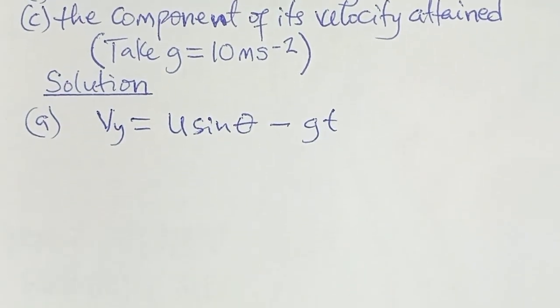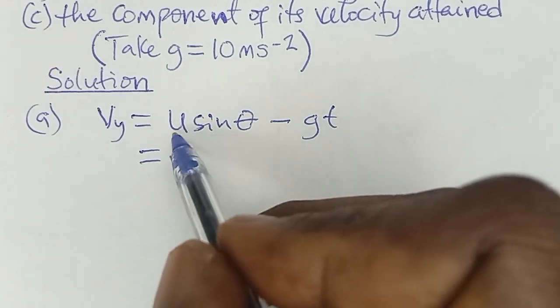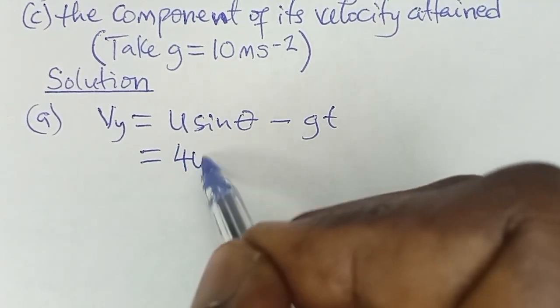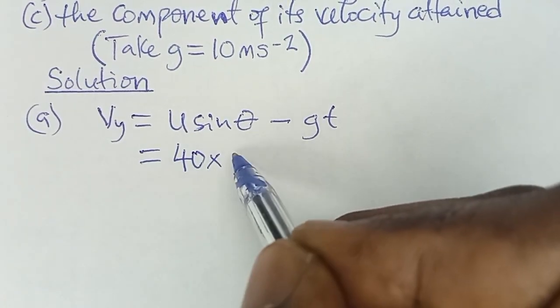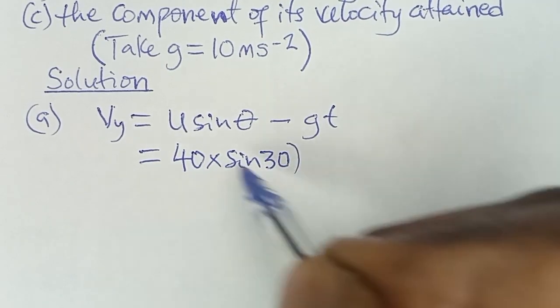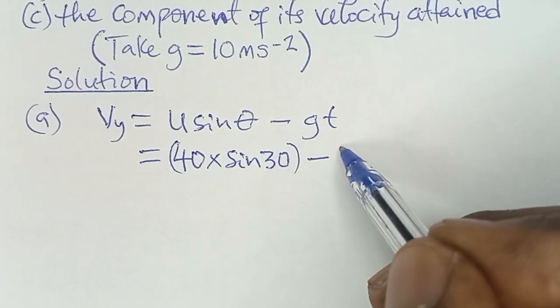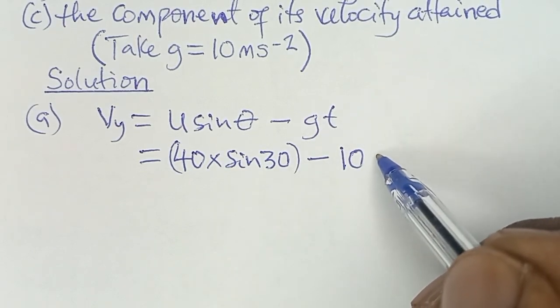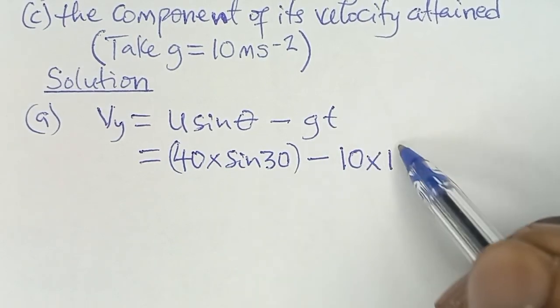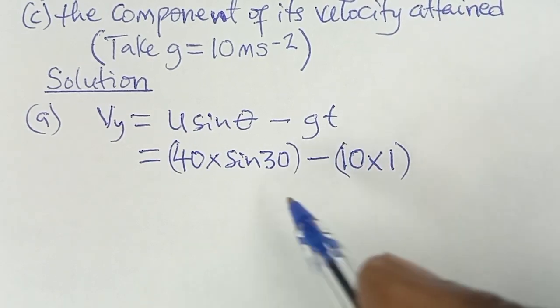So I now have Vy is equal to 40, which is the initial velocity, multiplied by sine 30. That's the angle of projection. Then minus g, which is 10, and then times the time. We are told that it is after 1 second. So don't forget, after 1 second. That's what the question is asking.